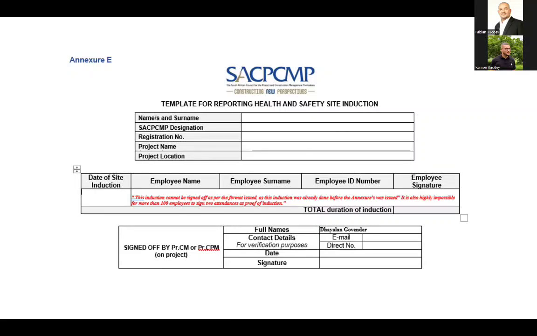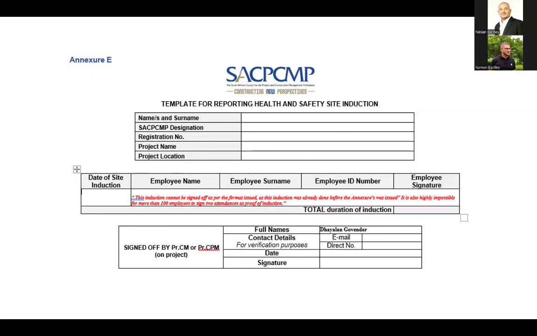For an example, if you're going to be using your company template as an attendance register, and then over and above, you want the employees to sign on your Annexure E, if you would like to do it, that is up to you. That is optional. But the way I did it, and the way it was approved, even with the people that I've worked with that have uploaded the evidence, you've got a company attendance register where you've got the dates of the induction, the employee's name, surname, the employee's ID number, and the signature of the employee.